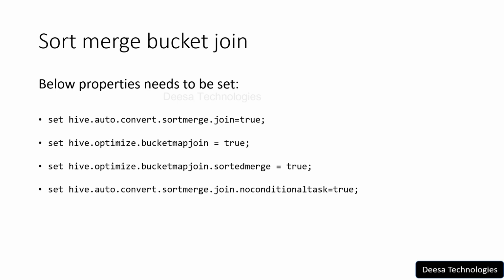And of course there are some additional properties we need to set. So these are the 4 properties that we need to set in order to make sure that we have a sort merge bucket map join.